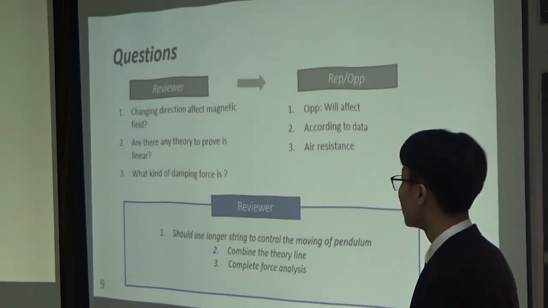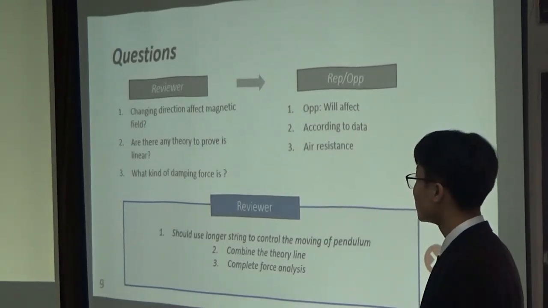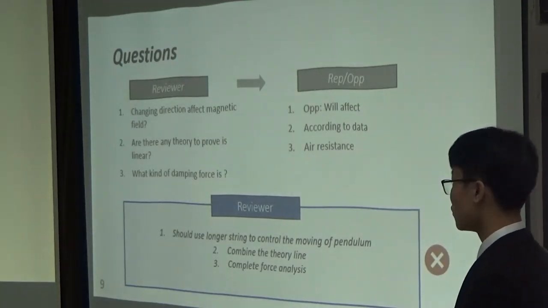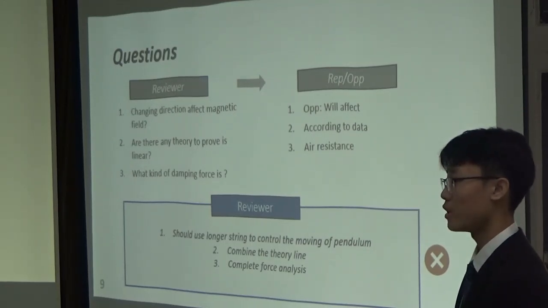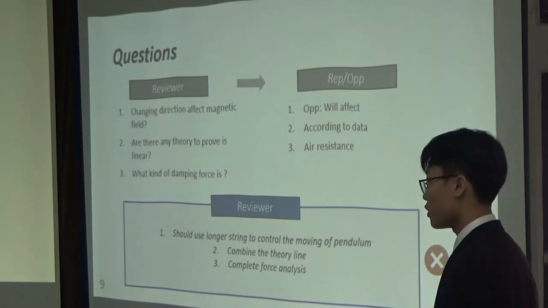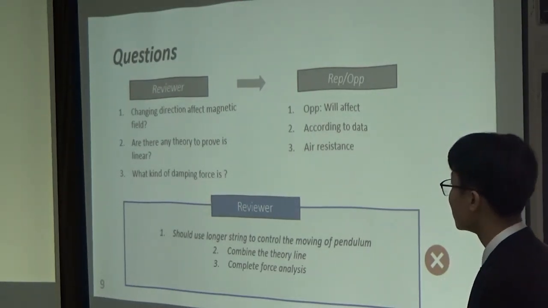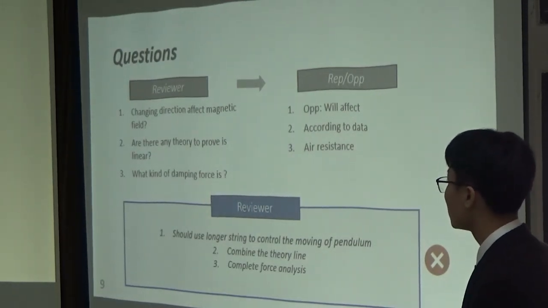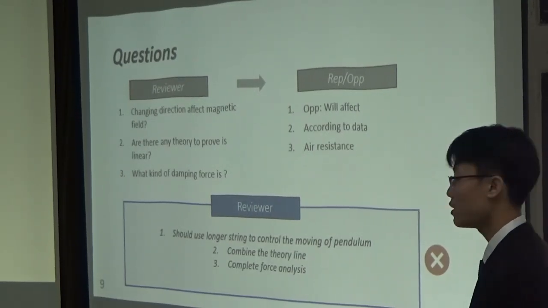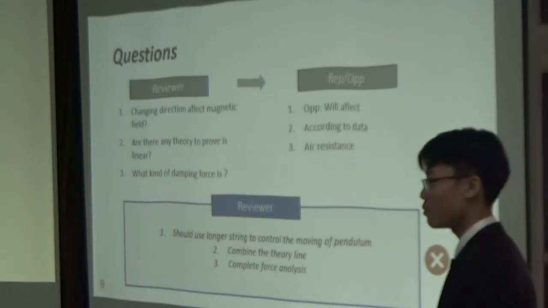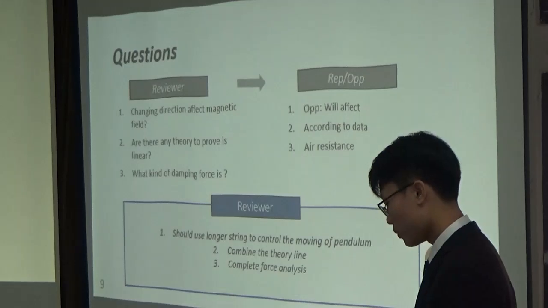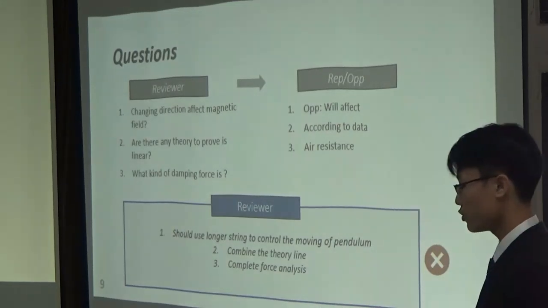About my question, I asked whether changing the direction affects the magnetic field, and he said it will affect it. And I think he should use a longer string to do the experiment, because if he uses one that is too short, it will affect the direction of the magnetic field. The second, is there a theory to prove it's linear? He said it was according to the data. And I think he can combine the theory line, and I don't think it will be linear because the force between the two magnets is not proportional to the direction.